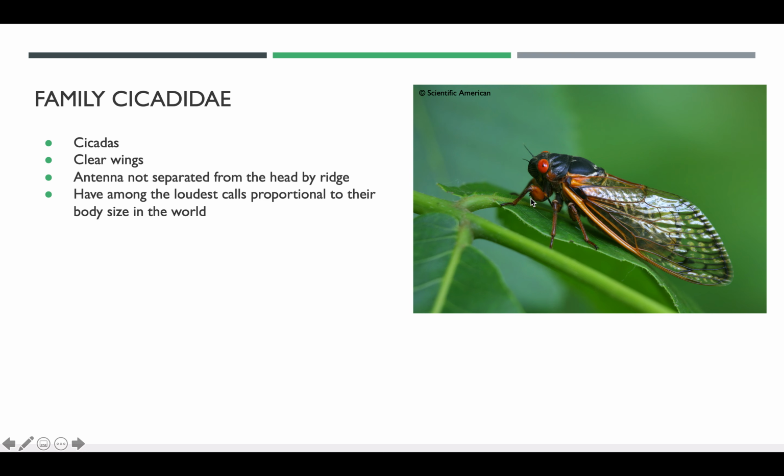But again, if you looked at its mouth part, you'd see that little beak-like rostrum at the front. How you tell apart cicadas from other families, if you were going through a dichotomous key, is that it would probably say that the antennae are not separated from the head by this ridge. And we'll look into that in more detail once we hit the dichotomous key. But cicadas are really cool because they have among the loudest calls proportionate to their body size, and if you live in North America, you'll hear them every year.